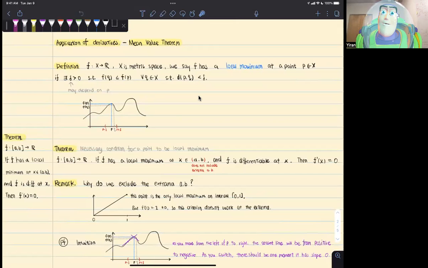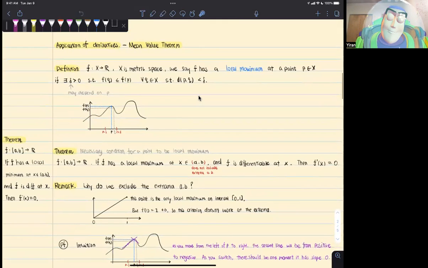Before I get into the generalized mean value theorem, we need some definitions, and I need to introduce a very important concept that we're going to use a lot in the proof of the mean value theorem. So let's look at the definition. f is a function from X, where X is a metric space, to R. And we say that f has a local maximum at point P. Again, it is a local concept, similar to differentiation or continuity.